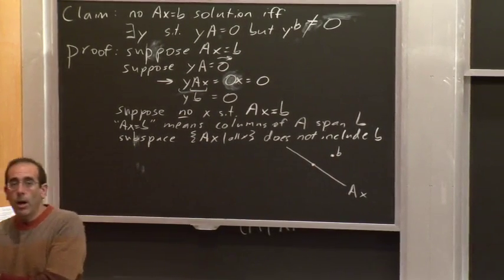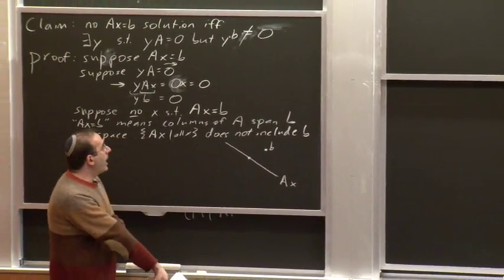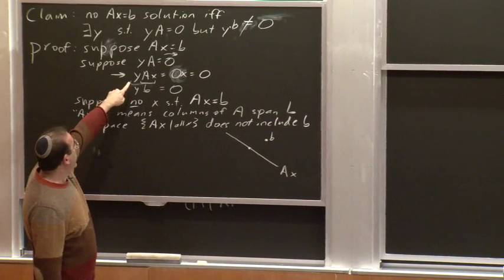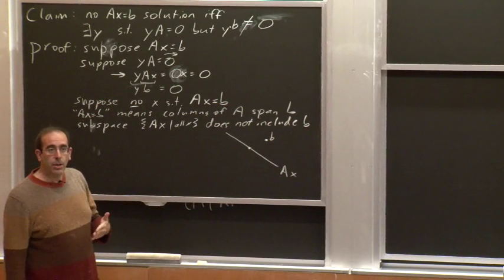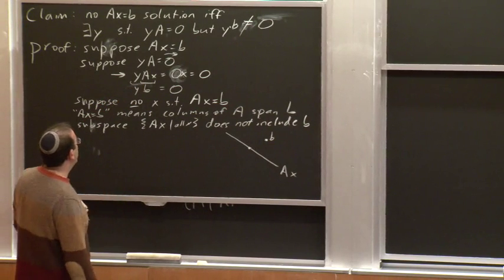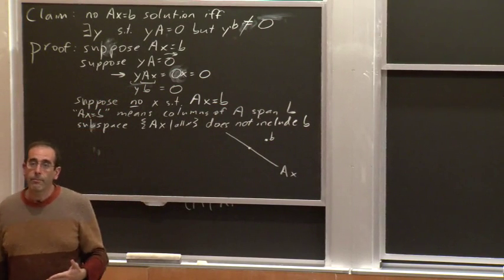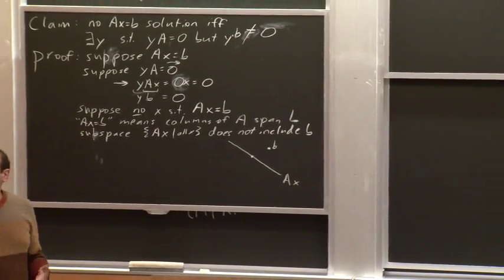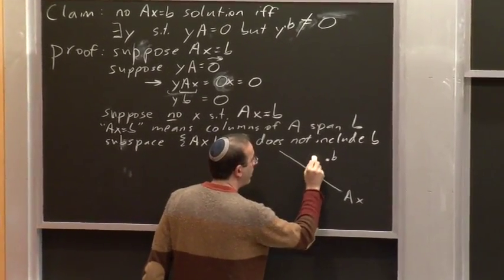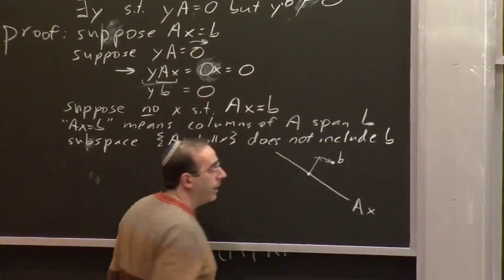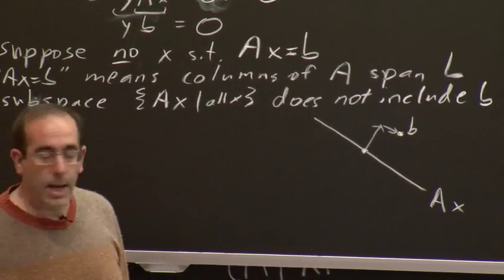So now from this picture, we want to argue that it's possible to find a y. Right? And we want a y that has dot product 0 with all of the columns of A. So it needs to be perpendicular to this subspace, but has a positive or negative dot product with b. Can we do that? Well, yes, right? I can just take this point b and decompose it into something that is perpendicular to A and something that is parallel to A. And I can generalize this to any dimension that I like.